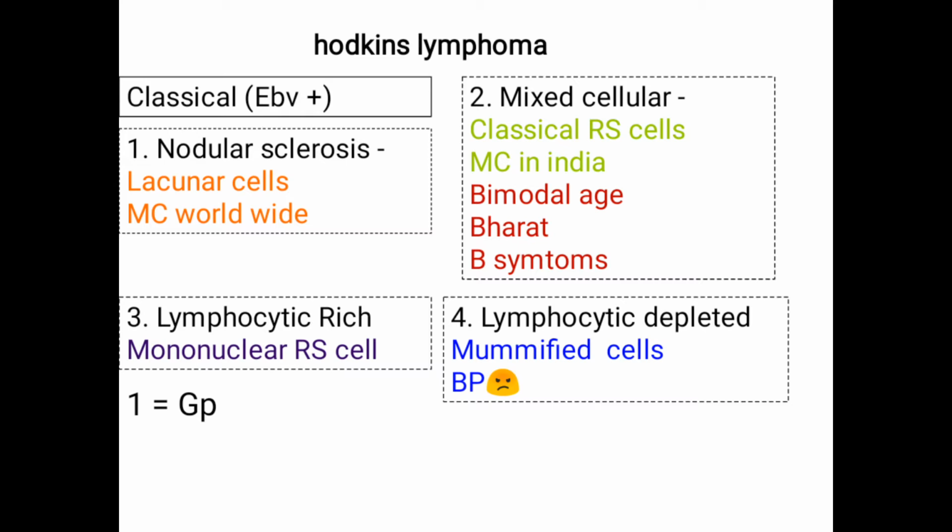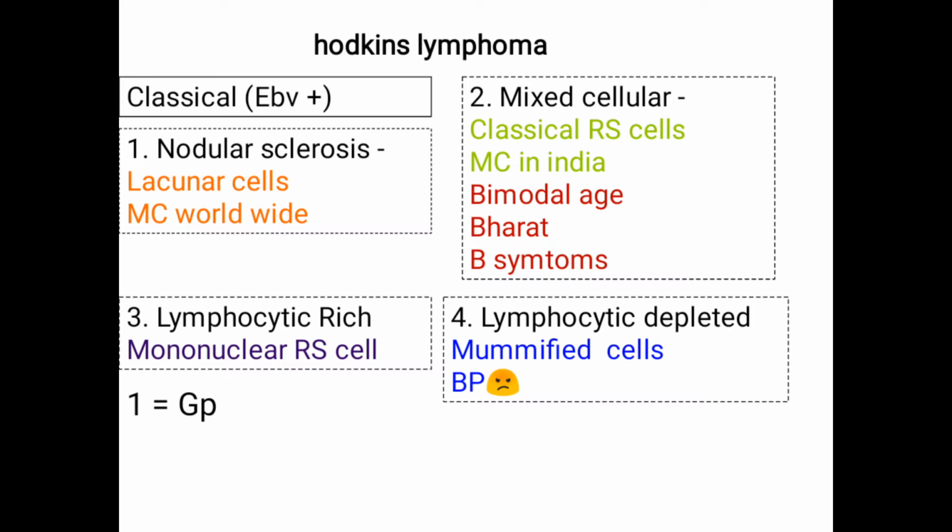We all know that in Hodgkin's lymphoma, the cells which we see are Reed-Sternberg cells. So in that, here first we need to learn four types. One is nodular sclerosis, lymphocytic rich, lymphocytic depleted, and mixed cellularity. Coming to nodular sclerosis, we just need to remember two things. This is most common worldwide. And the Reed-Sternberg cells which we see here are called lacunar cells.